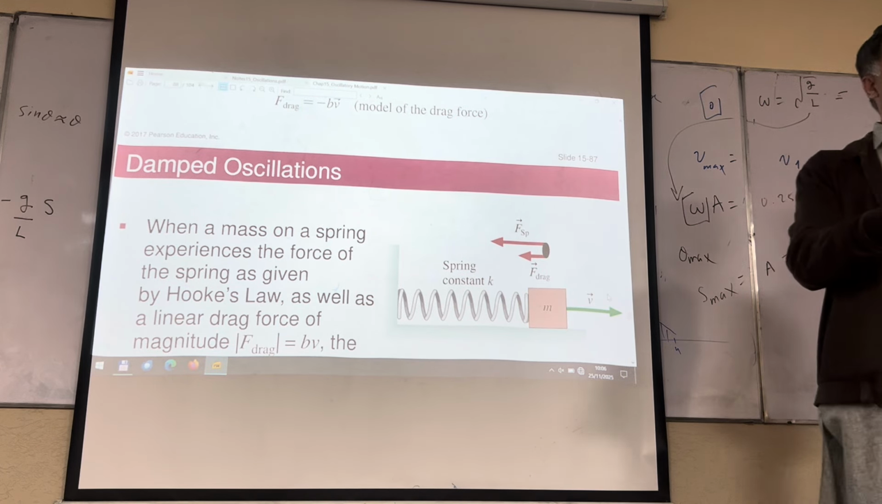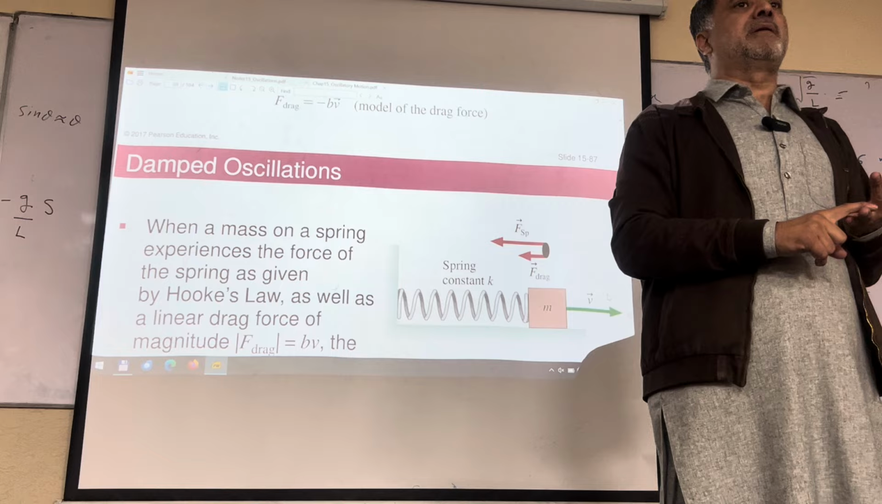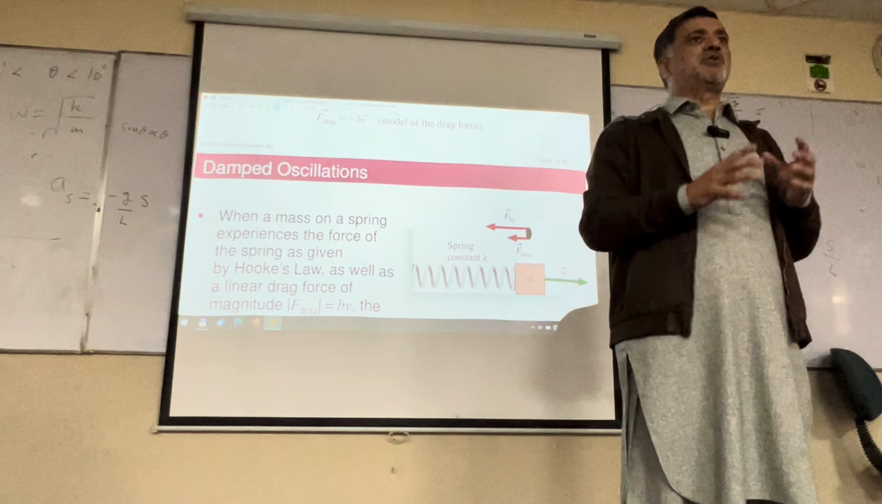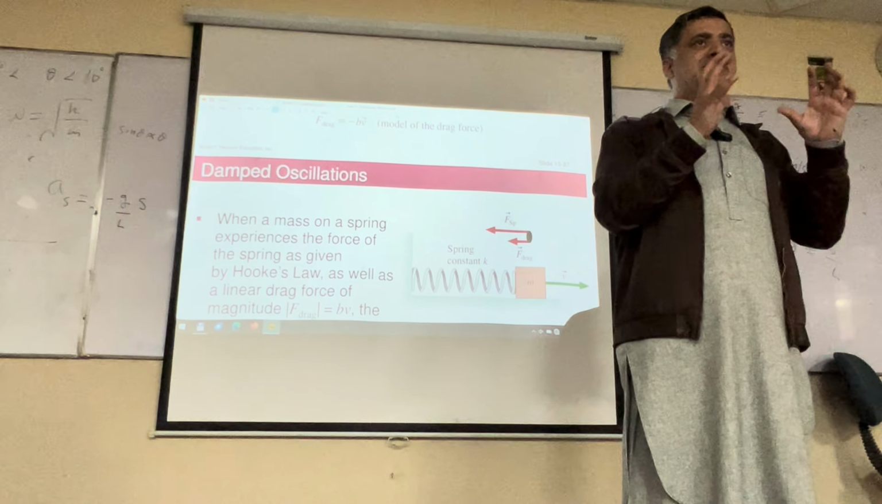Okay, so far, whether it's spring mass, whether it's simple pendulum, the total energy doesn't change. So you only have those two types of energies. But if you have some other phenomena like drag or friction, right? So then you cannot have simple harmonic motion in a spring mass or in simple pendulum.